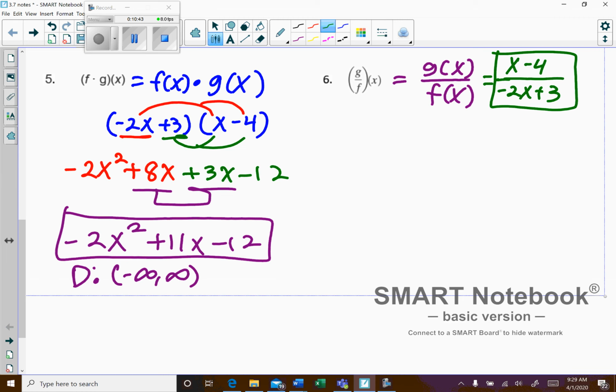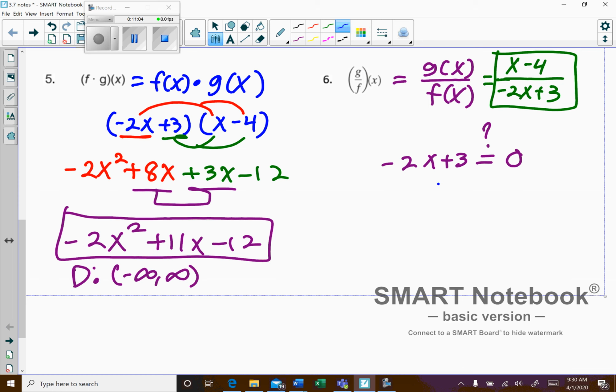And this next part's not super difficult, but they want to know the domain. And so what you've got to remember is you can't divide by 0. So what you want to do is take the denominator. The denominator is negative 2x plus 3. And ask yourself, what would make that equal 0? Because whatever that is, you're going to have to exclude it from your domain.